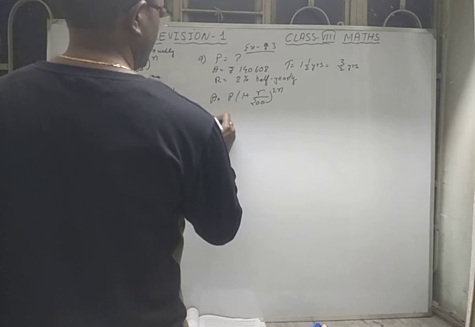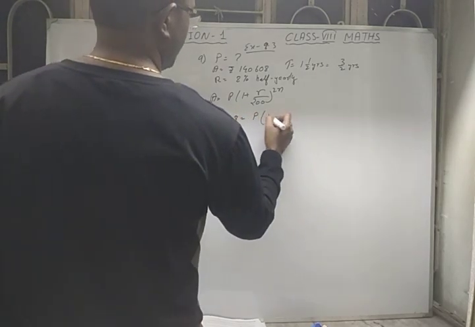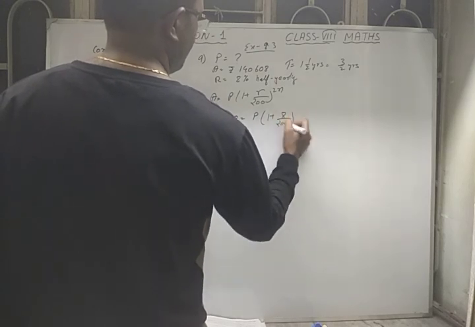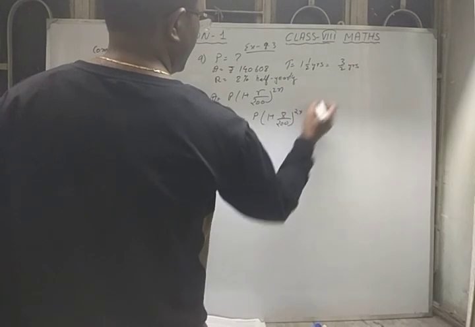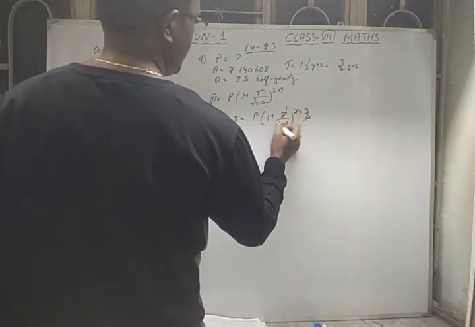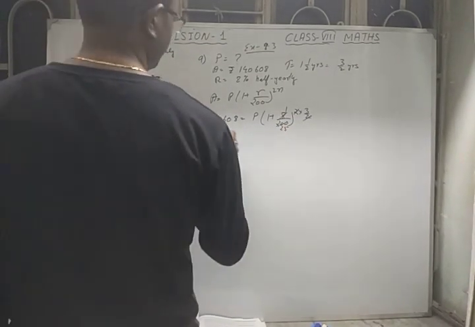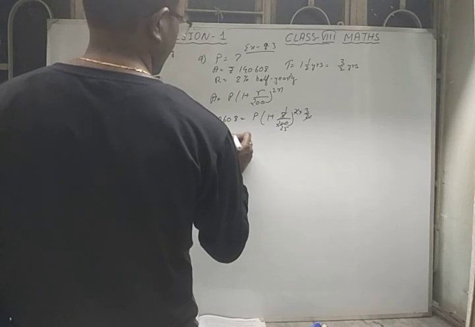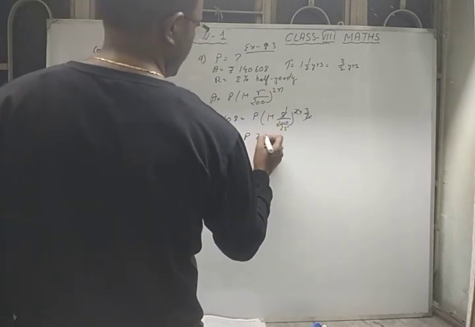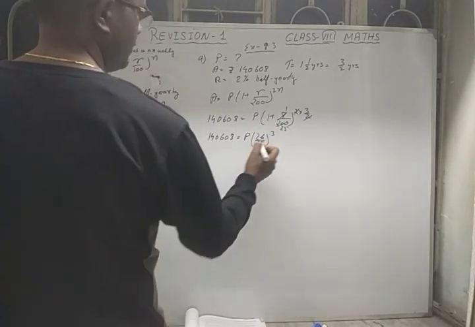The amount is given, 140608. You need to find the principal. 1 plus rate is given 8, so 8 by 200 whole to the power 2 into n, n is 3 by 2. So 2 cancel, 8 1s are 8, 8 25s are 200. So 140608 is equal to P into (25 plus 1 is 26) by 25 whole cube, means you have to multiply 3 times.